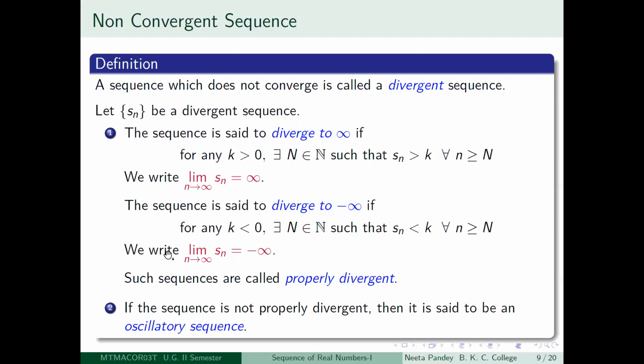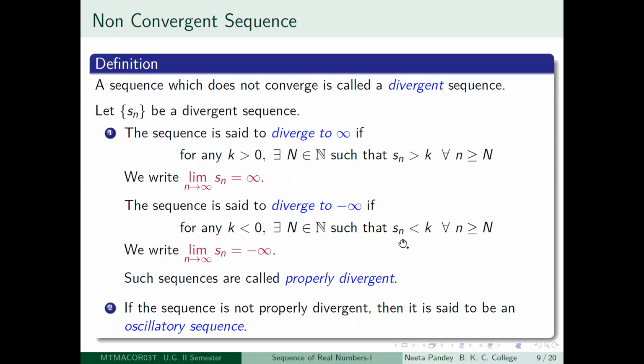And again, as before, we will write limit n tending to infinity Sn is equal to minus infinity, with the same caveat, the same warning, that minus infinity here is just used to describe this whole sentence in a short form. It is not a real number, it is not considered as a number. So if a sequence diverges to infinity or diverges to minus infinity, then we say that the sequence is properly divergent. So at least some nice behavior is happening, even though it is not converging to a particular point. At least it keeps on increasing in this case, or it keeps on decreasing in this case in some sense.